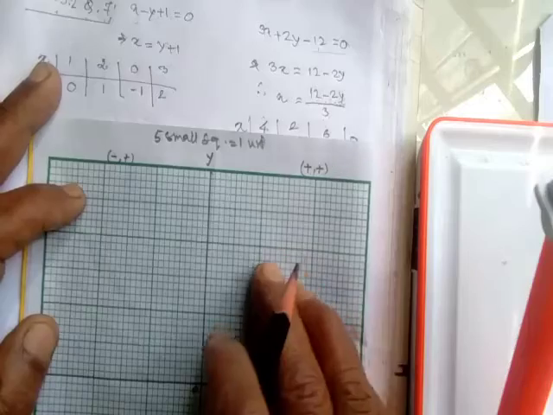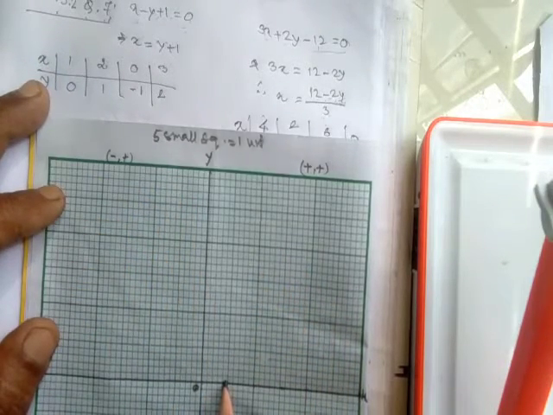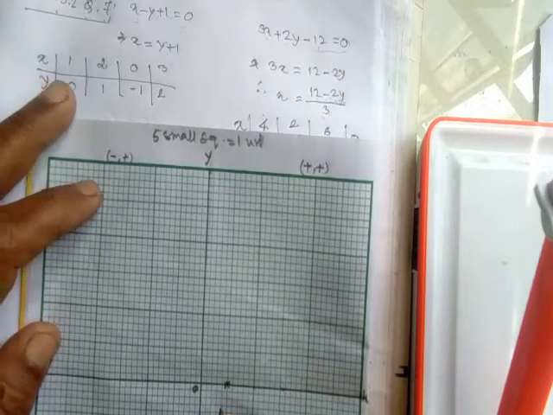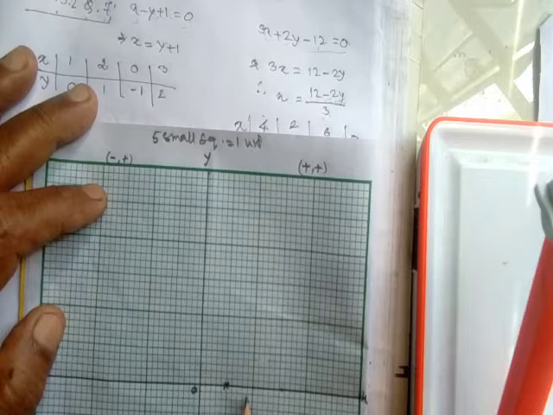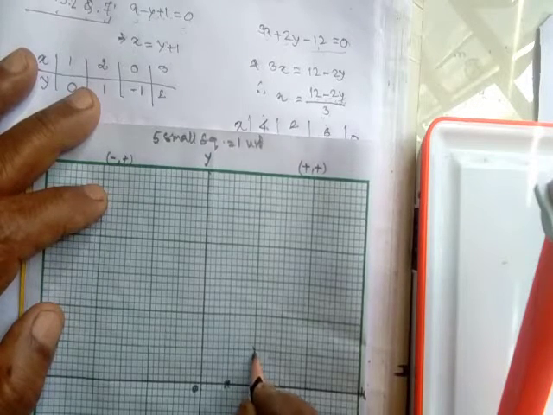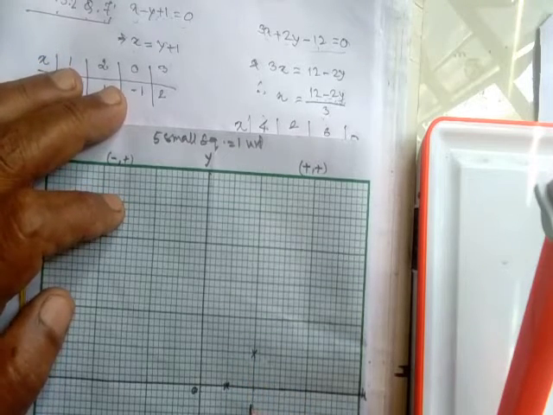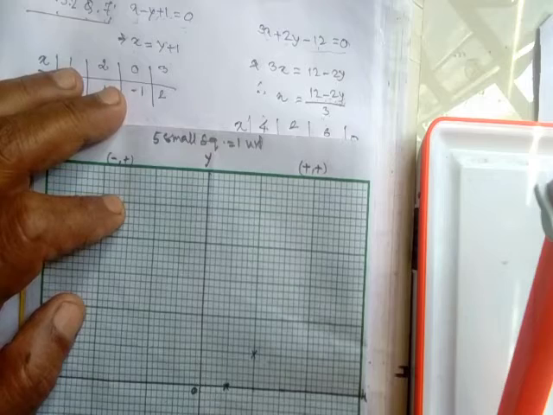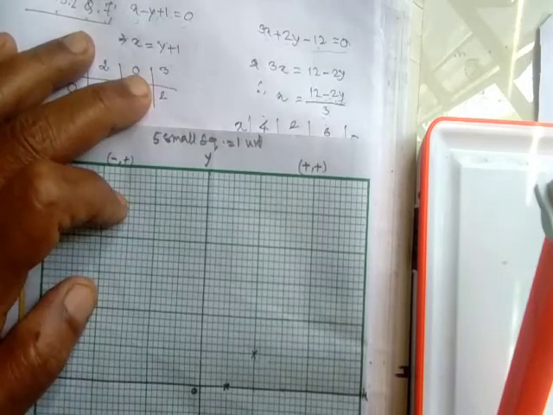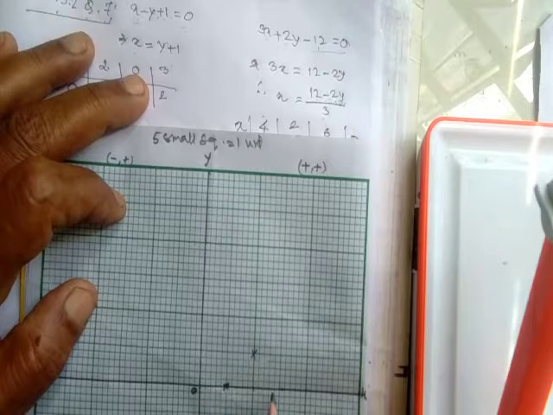Now first comes (1, 0). x is equal to 1 is here. Next (2, 1), x is equal to 2, y is equal to plus 1, so go up. Next x is equal to 0, y is equal to minus 1, this is here. And x is equal to 3, y is equal to 2. x is equal to 3: 1, 2, 3.